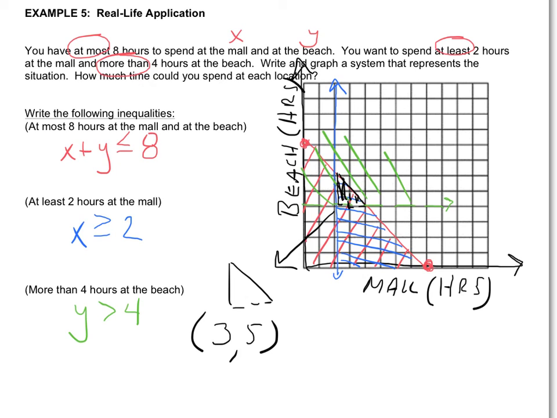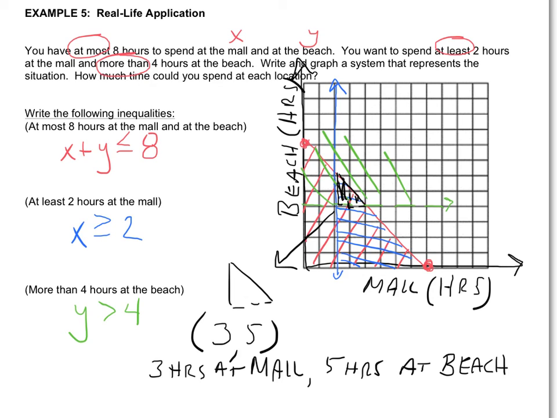So what that is basically telling me is 3 hours at the mall, 5 hours at beach would be a possible situation that would work for all of this. It does not mean it's the only one. There are a whole bunch of different ones. It does not have to be a perfect 3 and 5. It could be 2.5. Anything that fits in that window. So it's just one of the solutions that would work, that would give us an idea of what we could spend at the mall.